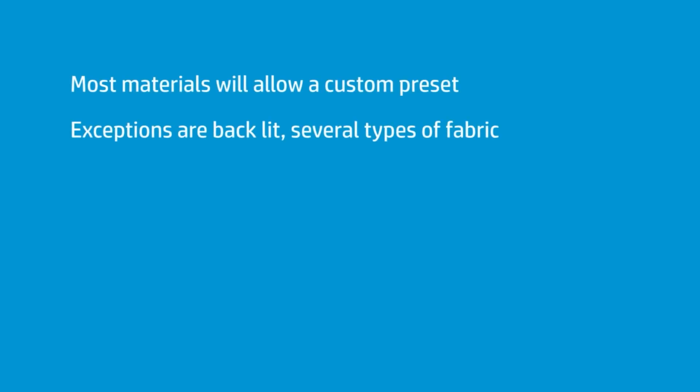The 2 exceptions are backlit. You can't do it for backlit because backlit requires a certain type of transmissive spectrophotometer. This is simply a refractive spectrophotometer. And also many of the fabrics, especially if you're using the ink collector, are not going to work as well. But most materials will allow you to do a full preset on the printer.